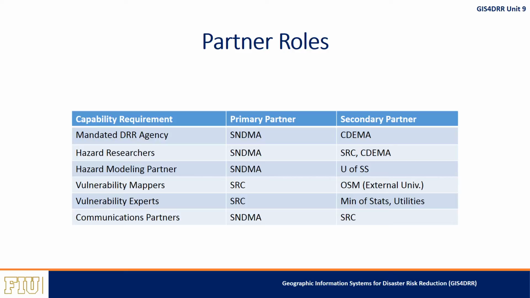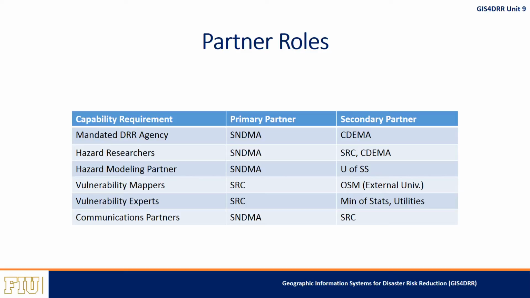So this table shows the potential roles of each organization here. The Solfatara National Disaster Management Agency is the primary partner in several roles. They take a leadership position. The Red Cross is highly active in vulnerability mapping and vulnerability assessment.